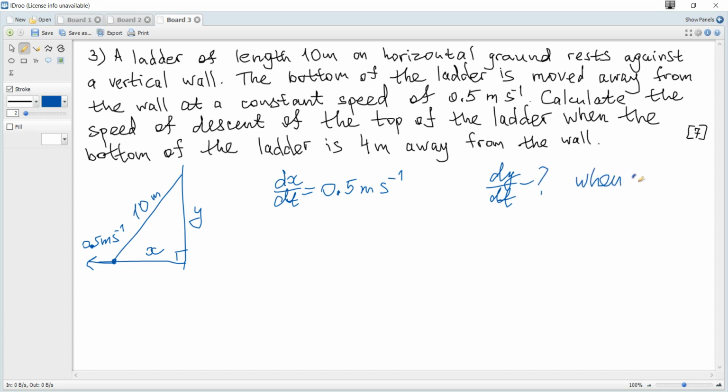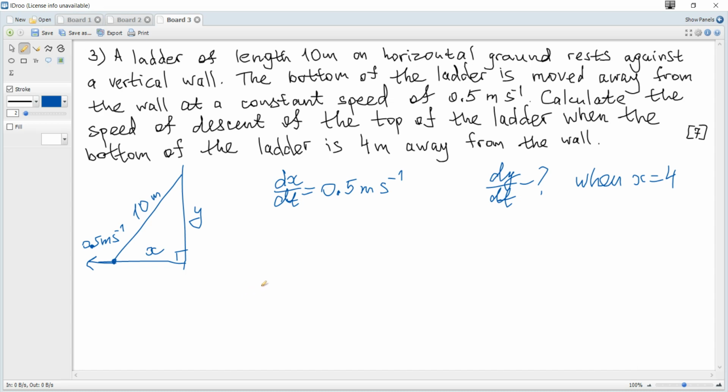when x is 4. dy dt is negative because y is decreasing, and we need speed. Speed is a positive value, so we need just consider the absolute value of the obtained result for dy dt. So, how to connect all variables and constants?